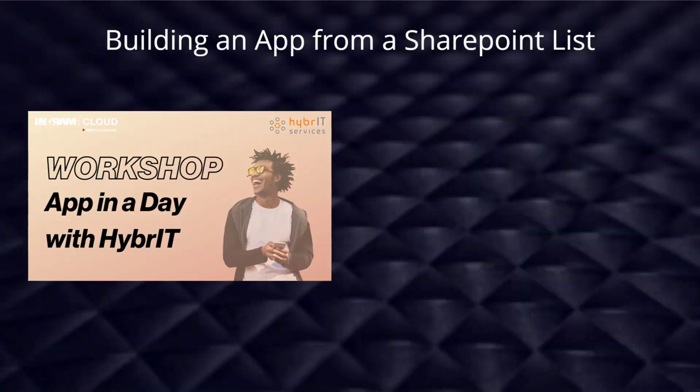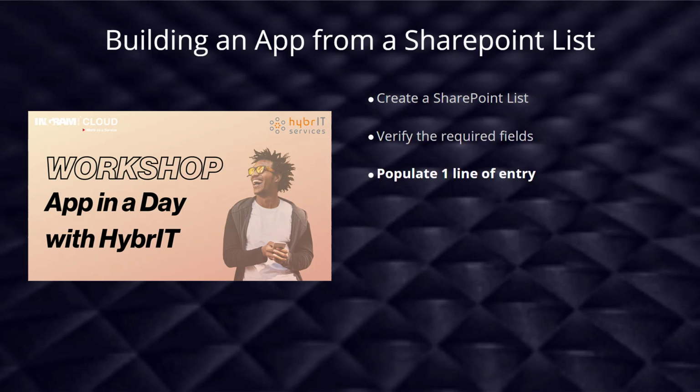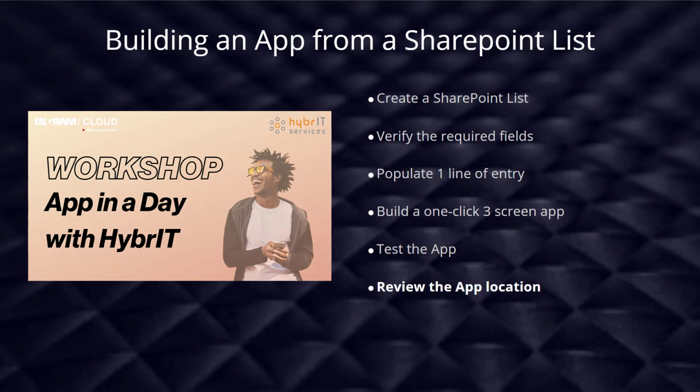So in this lesson, we have built an app from a SharePoint list. We first of all created the SharePoint list. We then verified the fields that were required in the list, and we made sure that the title was no longer required. We then populated one line of entry, and then built a one-click 3-screen app. All we had to do was to specify the name of the app. We were then able to test the app. We made some small adjustments to the app, and we had a look at the app location. We even shared it with the rest of our organization. Hope you found this useful, and I'll see you in a future lesson.